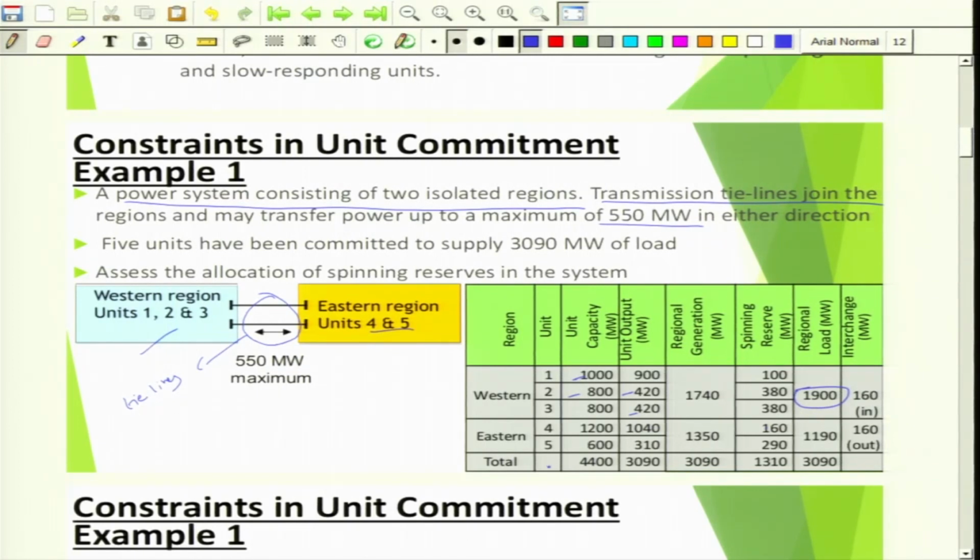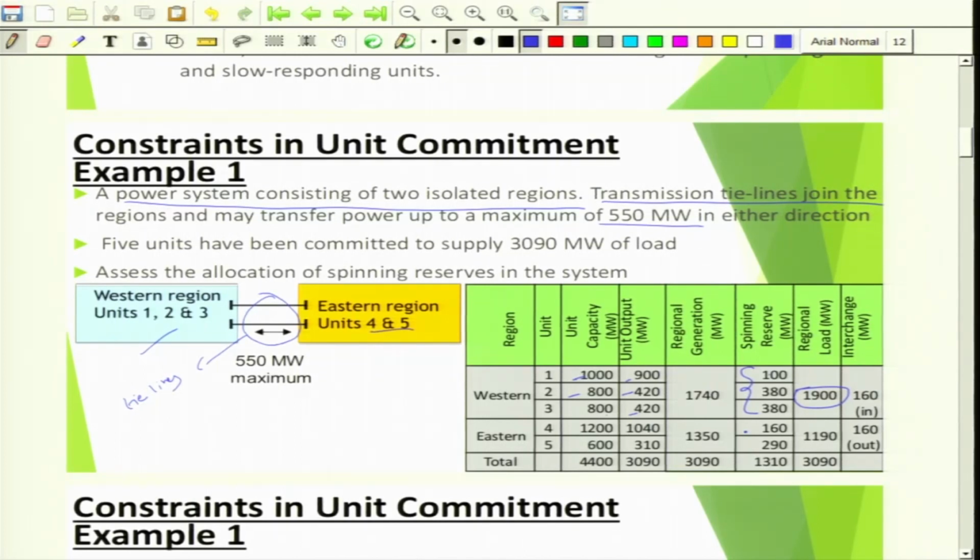And what is the spinning reserve available? You can see here, unit output is 900, so 1000 minus 900 is 100. This is the spinning reserve available. In the case of unit 2, 800 minus 420 is 380. Similarly, unit 3, 800 minus 420 is 380, right? Now what is the total spinning reserve available? 860 megawatt, 100 plus 380 plus 380. You have a total of 860 megawatt of spinning reserve available at the western region.